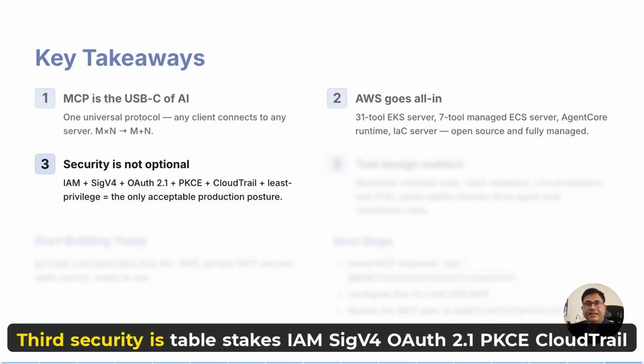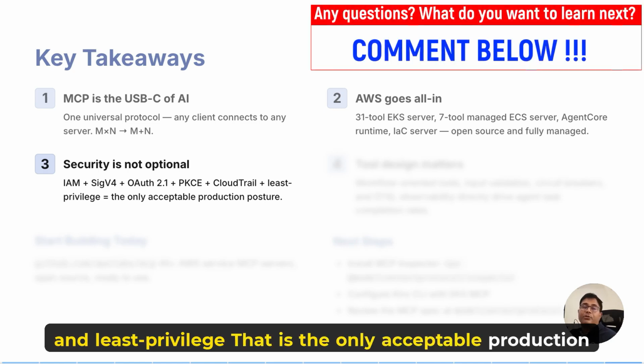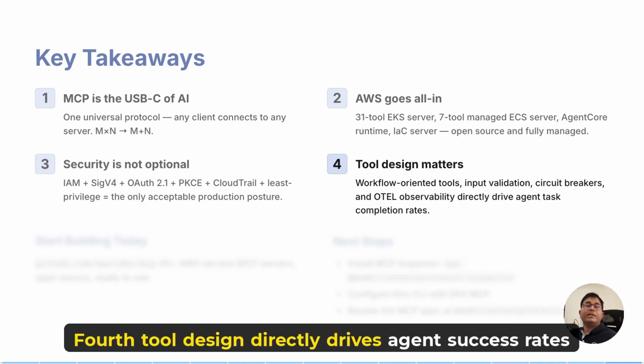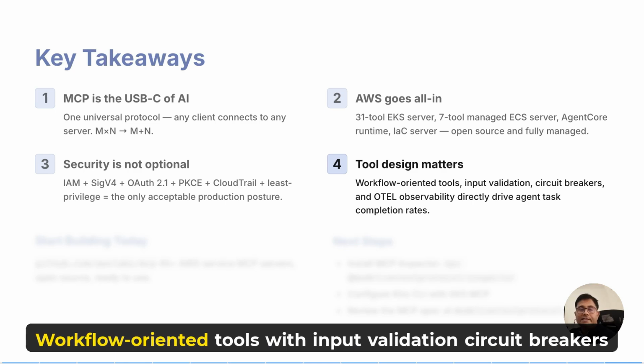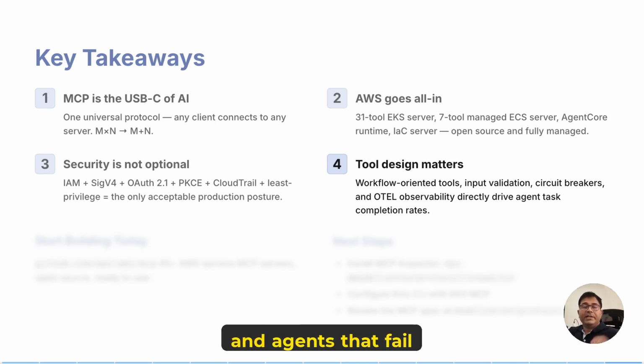Third, security is table stakes. SigV4, OAuth 2.1 PKCE, CloudTrail, and least privilege. That is the only acceptable production posture. Fourth, tool design directly drives agent success rates. Workflow-oriented tools with input validation, circuit breakers, and observability make the difference between agents that work and agents that fail.